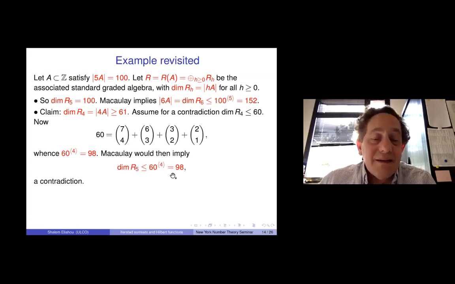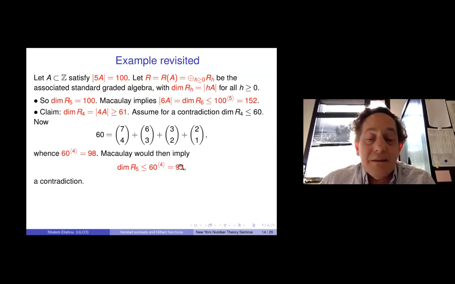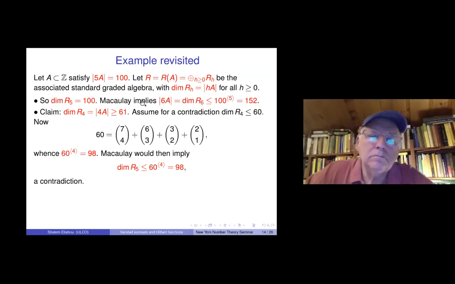Macaulay tells us that if that was true, then the part of degree 5, its dimension would not exceed 98. This is Macaulay's theorem, which contradicts the 100. So therefore, it is impossible that the piece of degree 4 should have dimension at most 60. So this proves the claim.